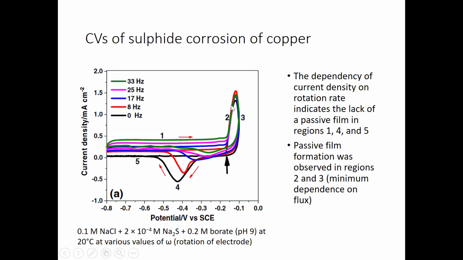Importantly, I should say that under 2 and 3, we do not see that same dependency on mass transport. You're seeing similar current densities under these regions of the CV, regardless. I mean, there's a little bit of dependency right at the peak for these regions, but in this case, you could potentially have the buildup of some kind of passive film. But importantly, this is under potential regions that are unrealistically high for the DGR itself.